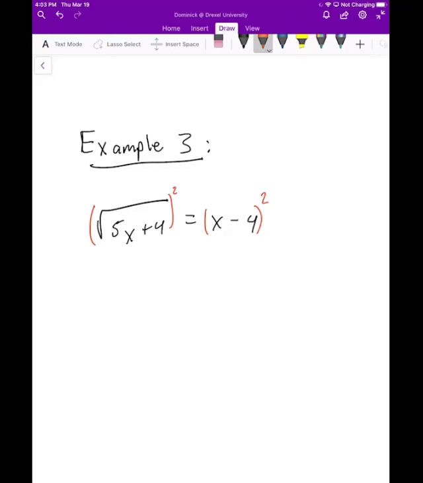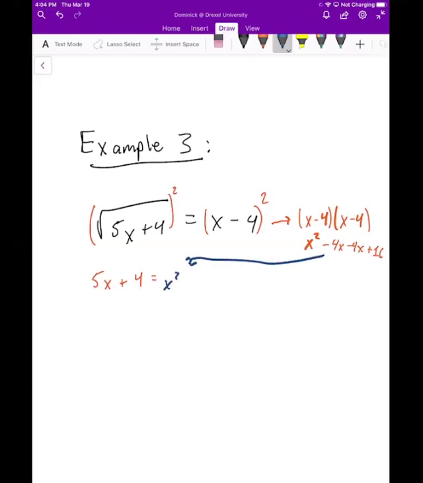All right, now on the left side, this is straightforward because the square root and the square undo each other, and we just get 5x plus 4, right? But on the right side, we really need to FOIL this, right? We need to do x minus 4 times x minus 4. So of course, if we FOIL that out, we'll get an x squared minus 4x minus another 4x plus 16. So now if I simplify and put it over here, we're going to get x squared minus 8x plus 16.